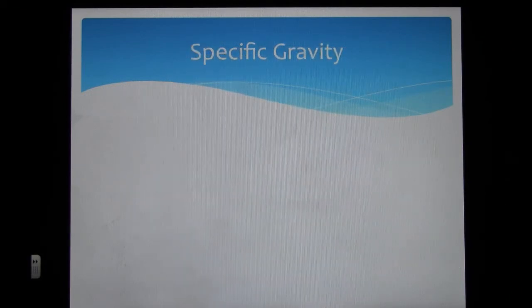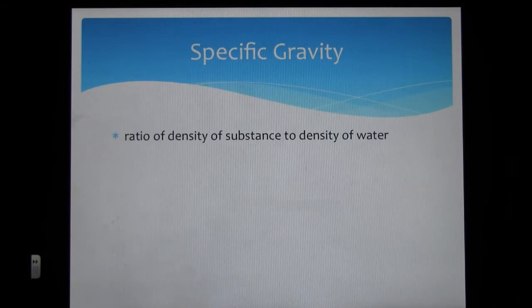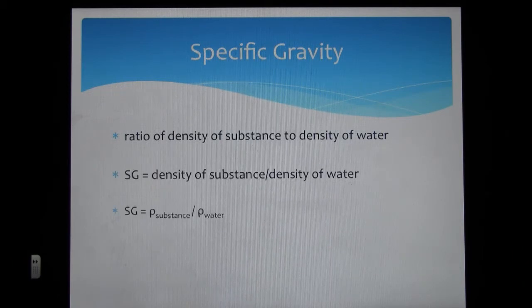Specific gravity is another quantity that's useful when studying fluids. Specific gravity is defined as the ratio of the density of a substance to the density of water. When we have a ratio, we divide. So the formula for specific gravity is density of a substance divided by the density of water, or rho of the substance divided by rho of water.